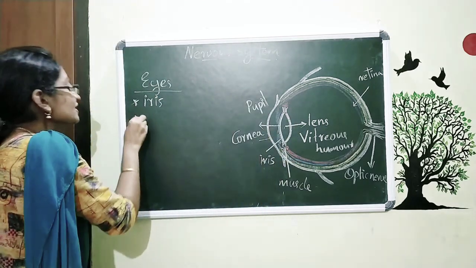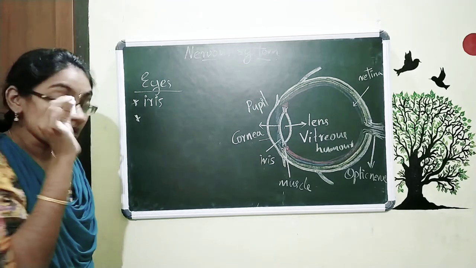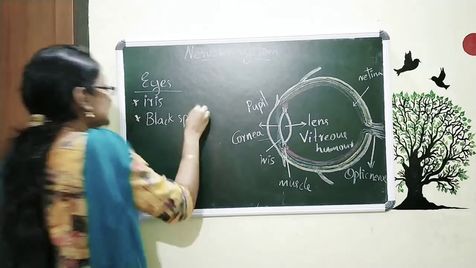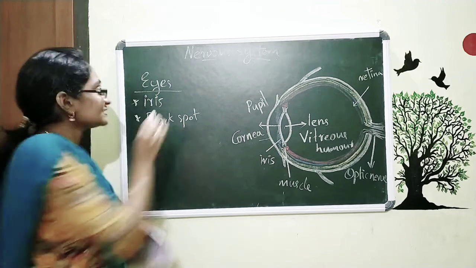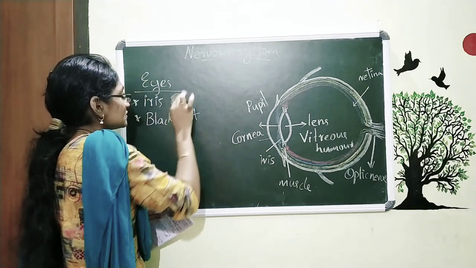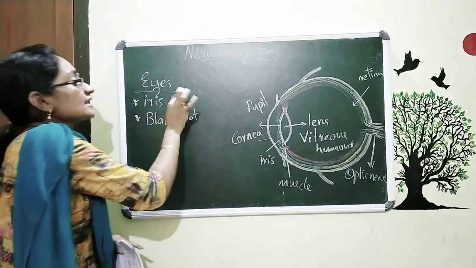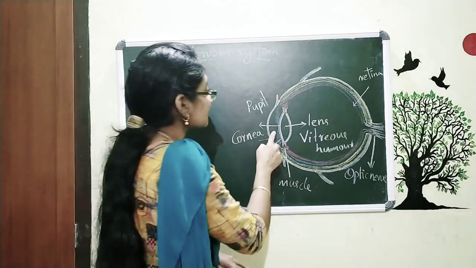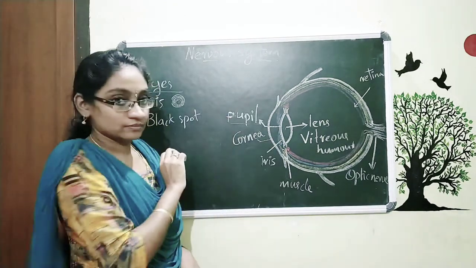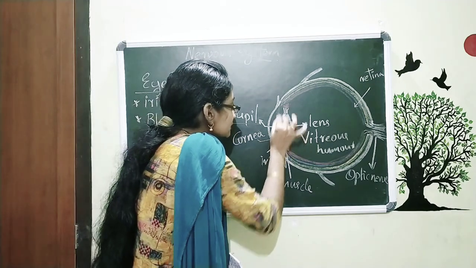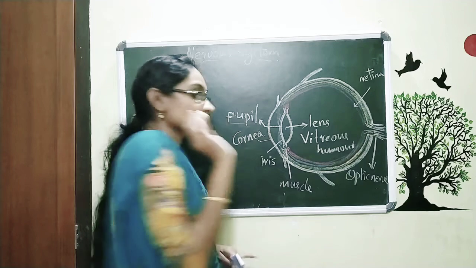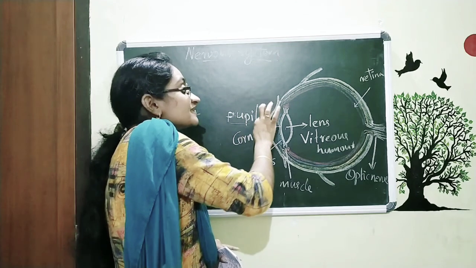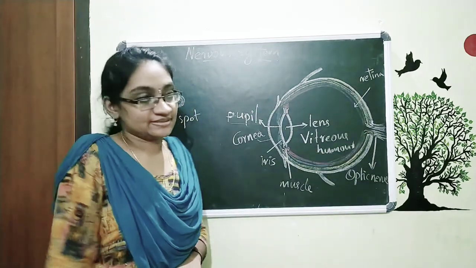At the center of the iris, it has a small black spot. This iris is in a circular form, and at the center it has a black spot, and that black spot is called the pupil. So here this is the iris and it has a black hole, a vacant space, and that is the pupil, and through this pupil the light enters our eyes.